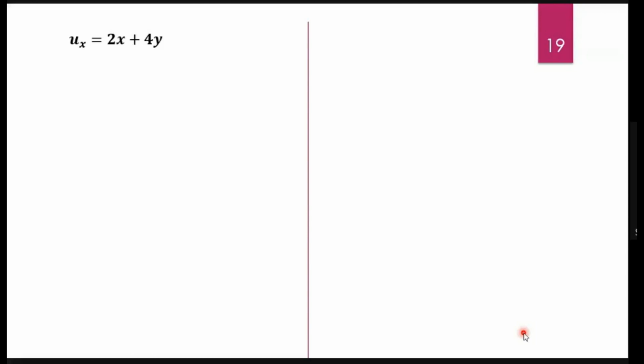Once I get ux, what is the next procedure? What is our procedure? Put x is equal to z, y equal to 0. So I will put x is equal to z and y equal to 0, and I will get the answer as 2z.